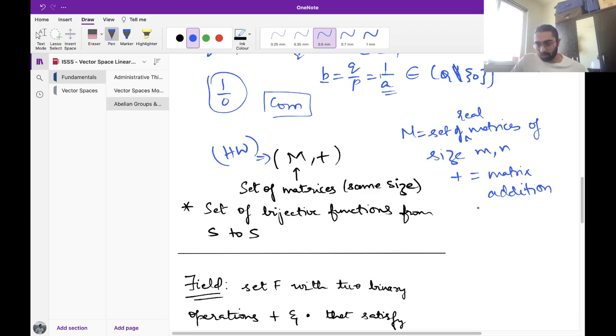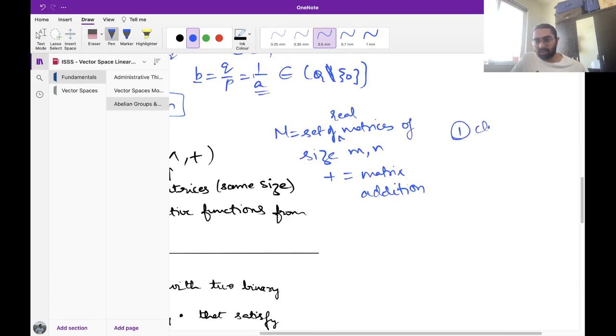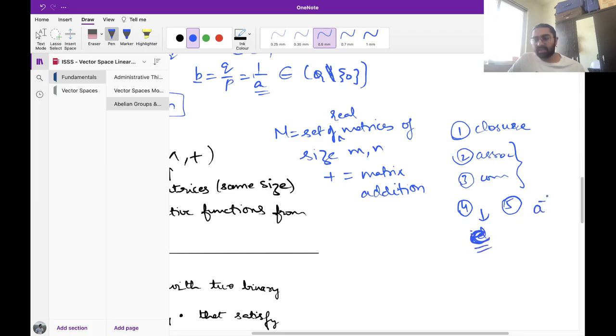So what you need to go ahead and do, as we've been discussing, is find out whether the first property is closure, that is, if I take two elements of this set M, do I get back an element in M. The second thing is associativity, and the third thing is commutativity. All of these are very simple. What I need you to do is solve for these two things. One is your identity: what will be the E element here, right? And what will be the A inverse here, right?